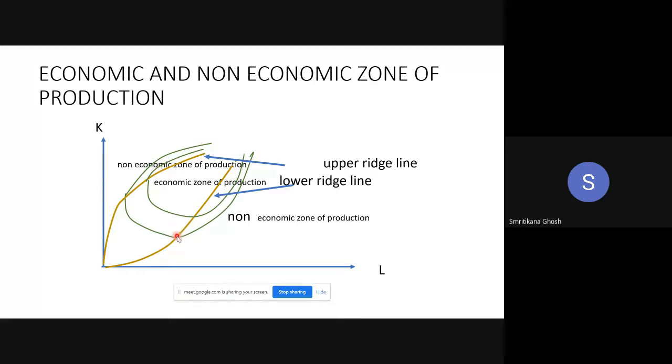At this point MPL is equal to 0. Before that MPL was positive, after that MPL will be negative. Just at this point MPL is equal to 0, and as MPL is equal to 0, the slope of the isoquant is also 0. Okay, so this is the point from where the isoquant will be positively sloped from a negatively sloped one. Is that okay?